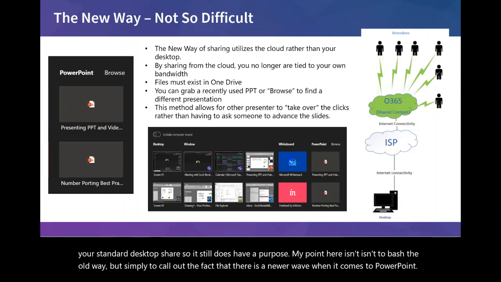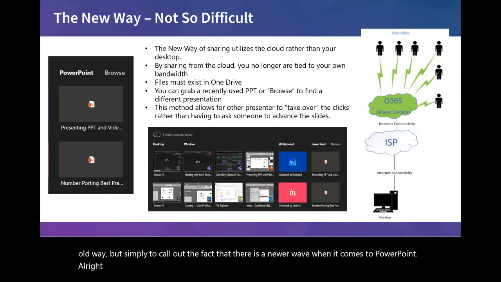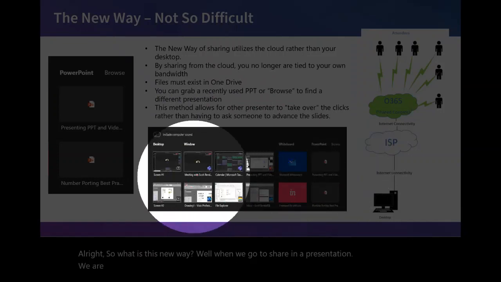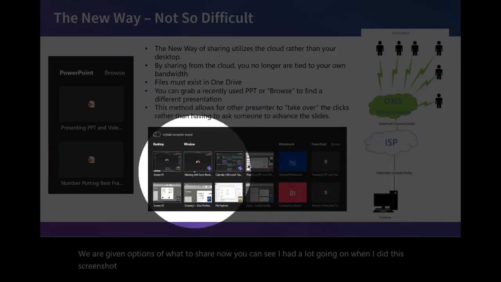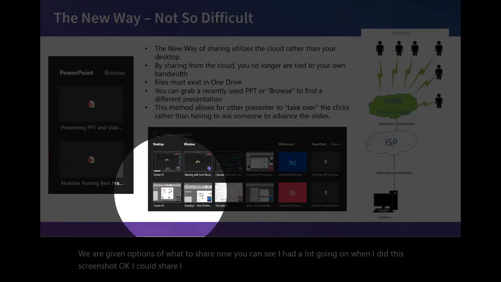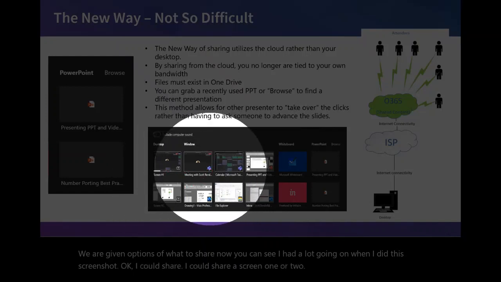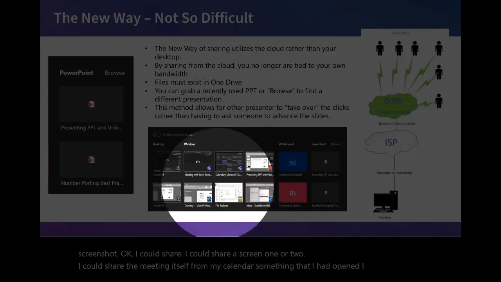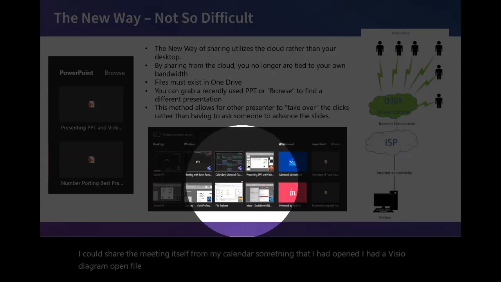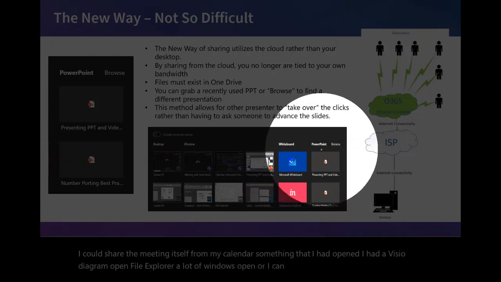All right, so what is this new way? Well, when we go to share in a presentation, we are given options of what to share. Now you can see I had a lot going on when I did this screenshot, okay? I could share a screen, one or two. I could share the meeting itself or my calendar, some things that I had open. I had a Visio diagram open, File Explorer, I had a lot of windows open, or I can come all the way over here and present a PowerPoint.